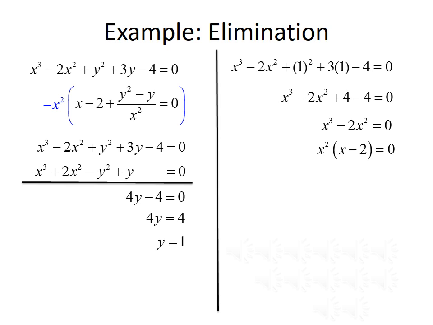And if we set both factors equal to 0, x squared equals 0 means that x has to equal 0, and x minus 2 equals 0 means that x would equal 2. So our corresponding x values are 0 and 2. That means that this system of equations has two solutions, the ordered pairs 0, 1 and 2, 1.